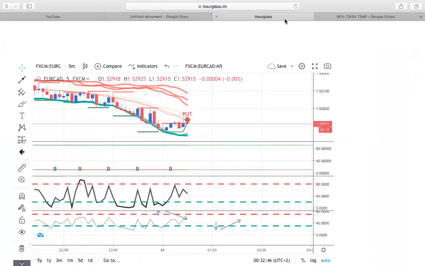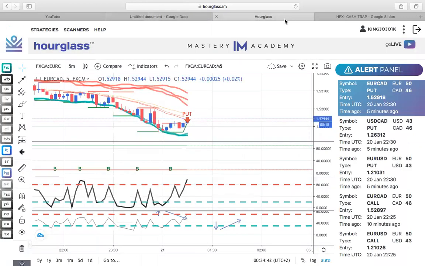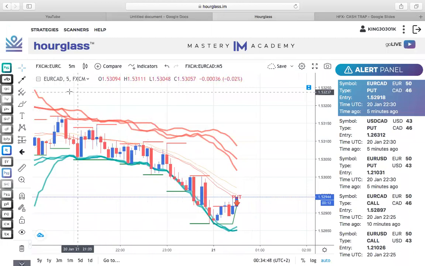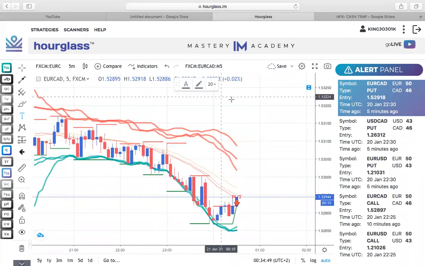Now let me actually show you what the Bollinger Bands are. Double click on here. This red line. So let me do it like this. All right.